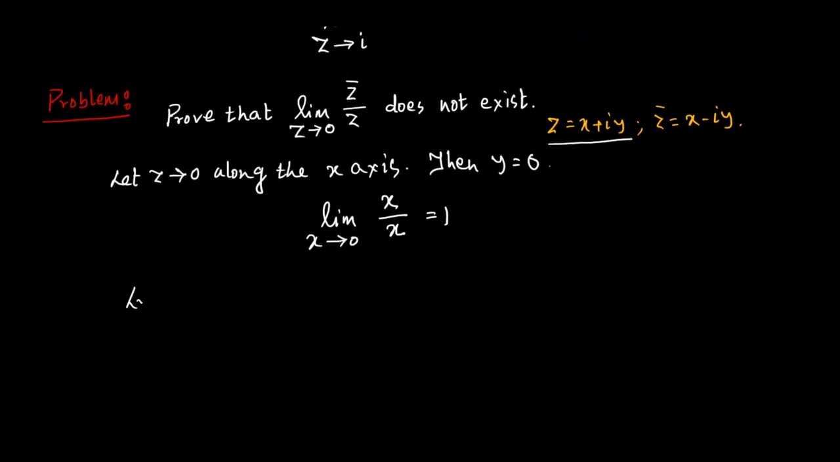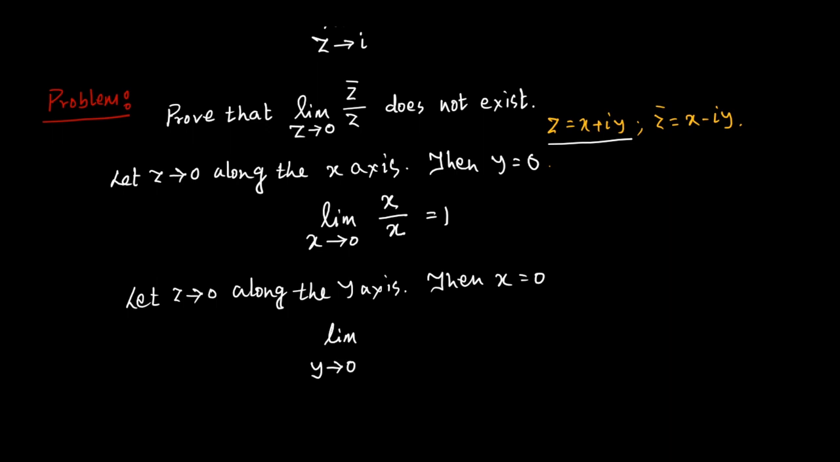Now, let z tend to 0 along the y-axis. Y-axis means x equals 0. And the required limit will be what? Can you tell me? It will be the limit as y tends to 0, with x equal to 0, of minus iy divided by iy. So what will be the value? The value will be minus 1.